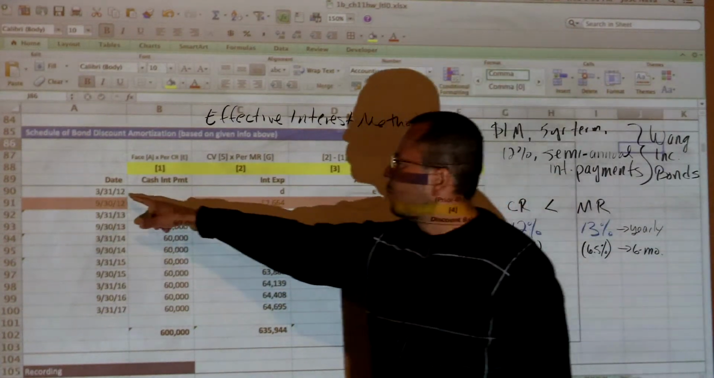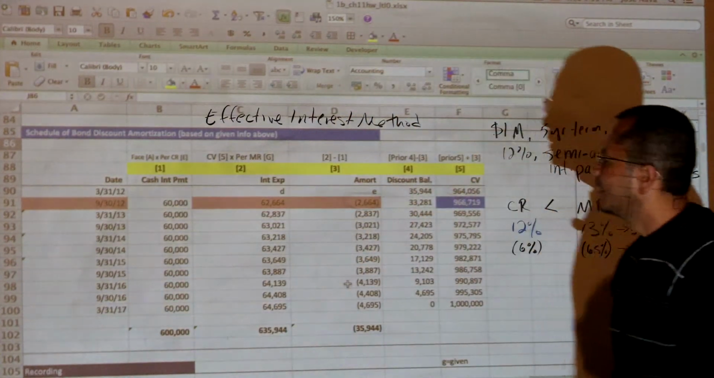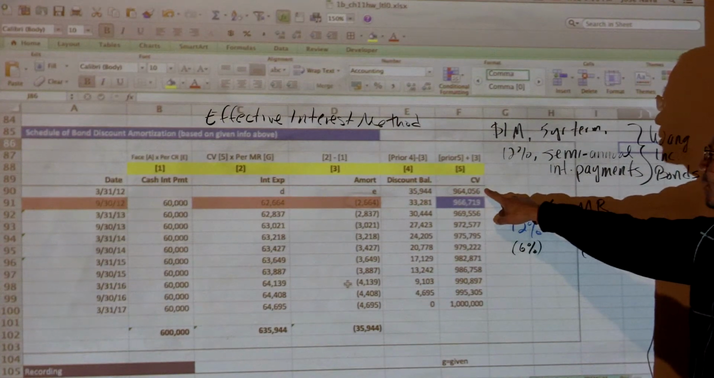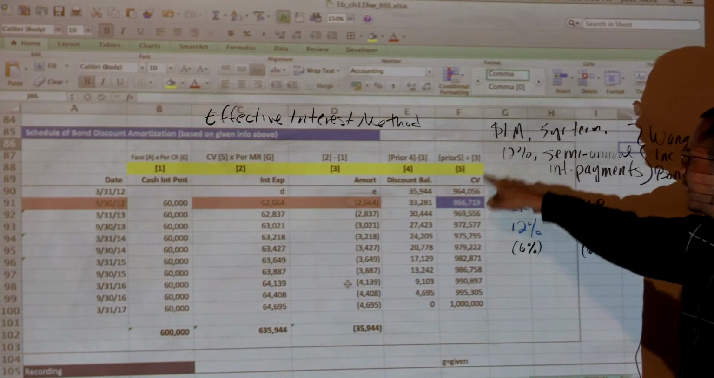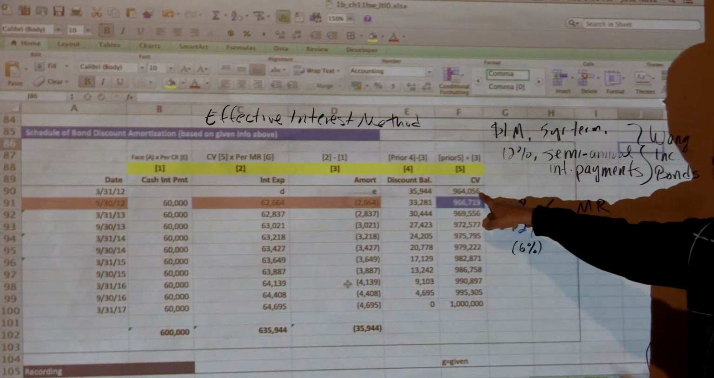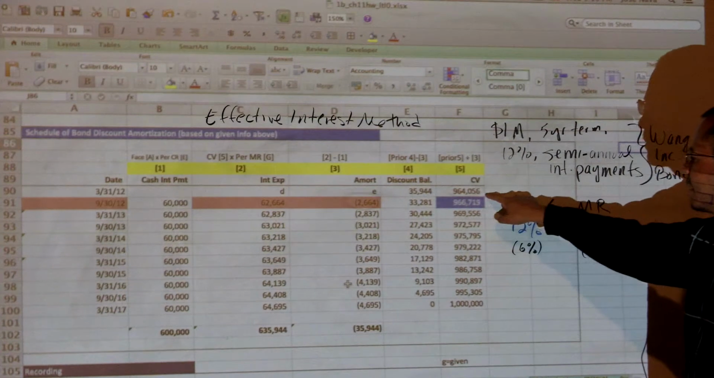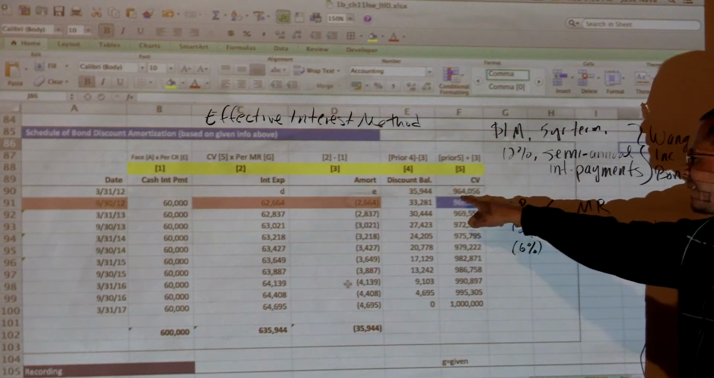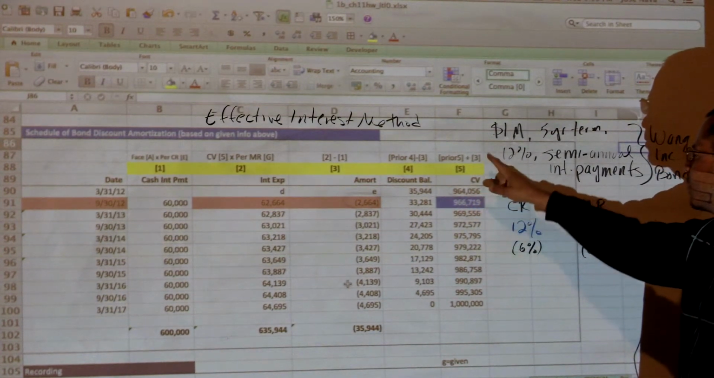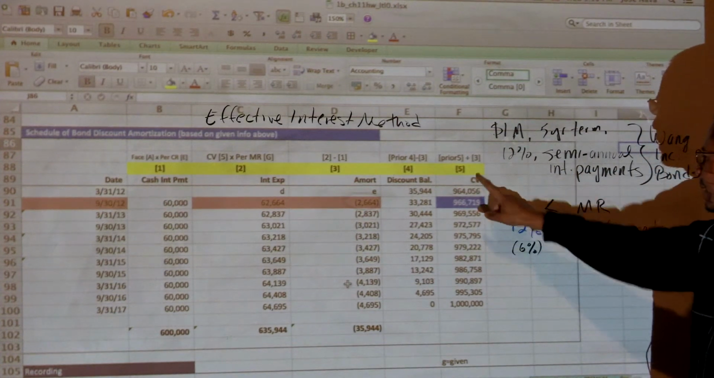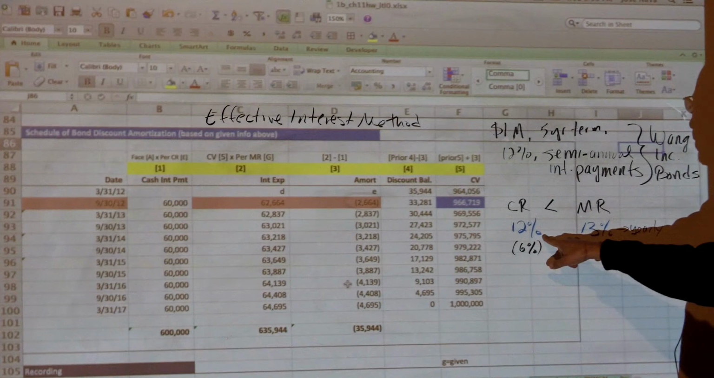Assuming that we issue the bonds on 3/31, the carrying value of the bonds is the $1 million face minus the proceeds, the price of the bonds. And that would be, in the case of these bonds, $964,056.